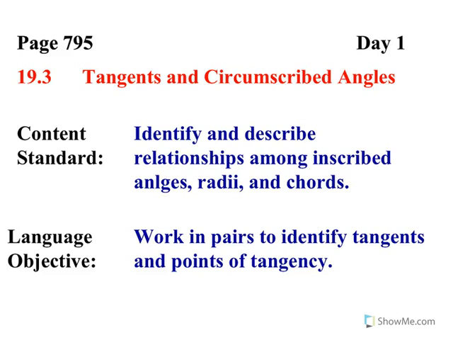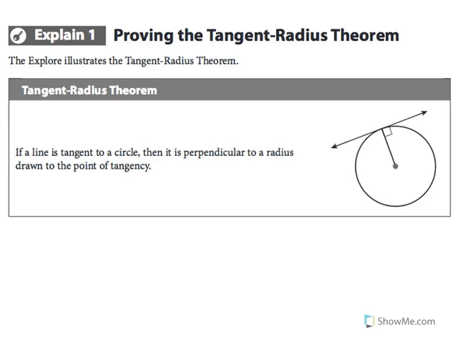Module 19.3, Day 1, Tangents and Circumscribed Angles. Content Standard: Identify and describe relationships among inscribed angles, radii, and chords. Language objective: Work in pairs to identify tangents and points of tangency. Proving the tangent radius theorem.